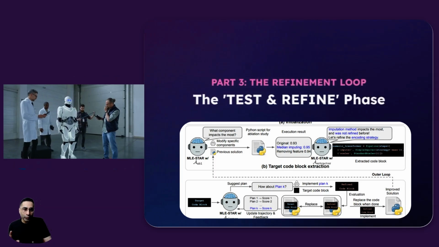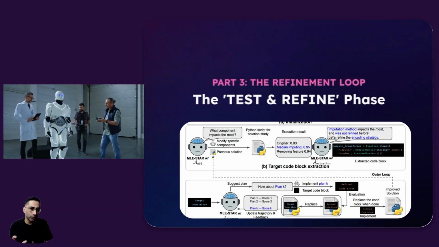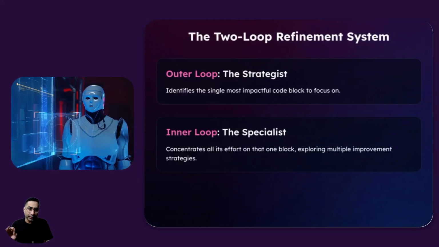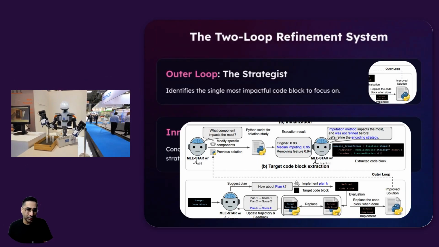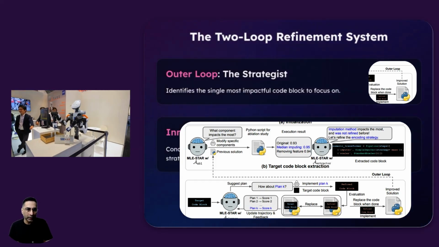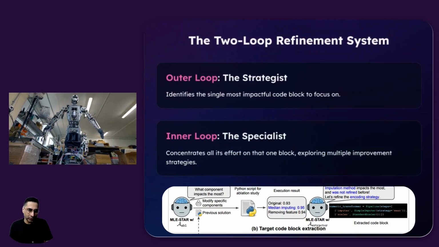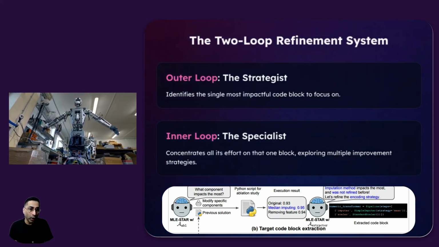Now we move to the core of the framework, where we are testing and refining parts of the blueprint. So this is where it's built on a clever two-loop system. The outer loop is the strategist. Its only job is to identify the single most impactful code block. The inner loop is the specialist. It concentrates all of its efforts on that one block.